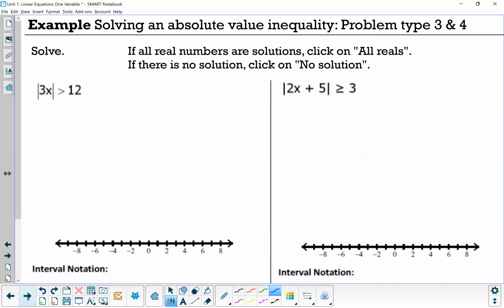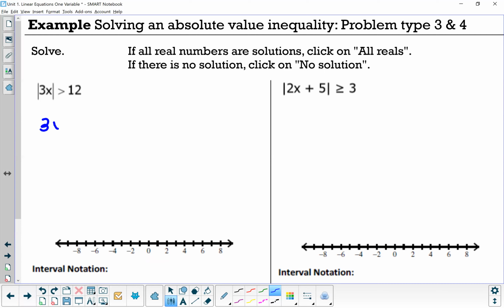Okay, we have 2 examples here. Go ahead and try them on your own. Pause the video, and then we'll do them together. Okay, so the first example here, we have the absolute value of 3x is greater than 12.